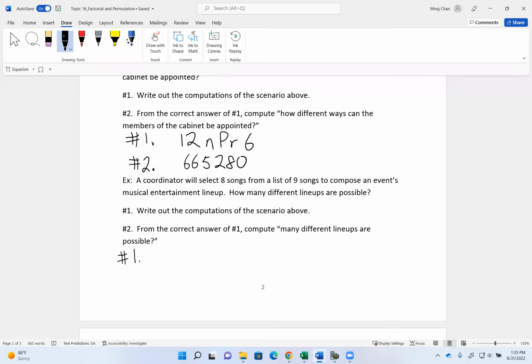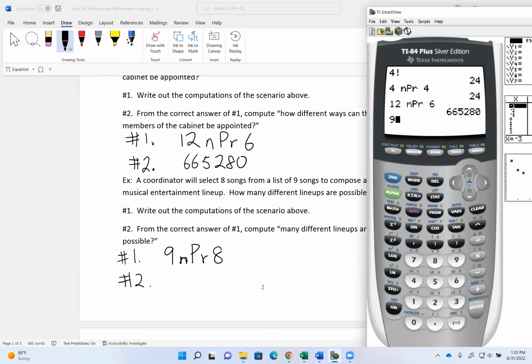If the order matters, then we would use permutation. So that's 9 songs total, choosing 8 of them. So that's 9 nPr 8. Let's see what that is in the calculator. 9 first, math, highlight PRB, choose number 2, choosing 8 songs. So that will be 362,880 different lineups.